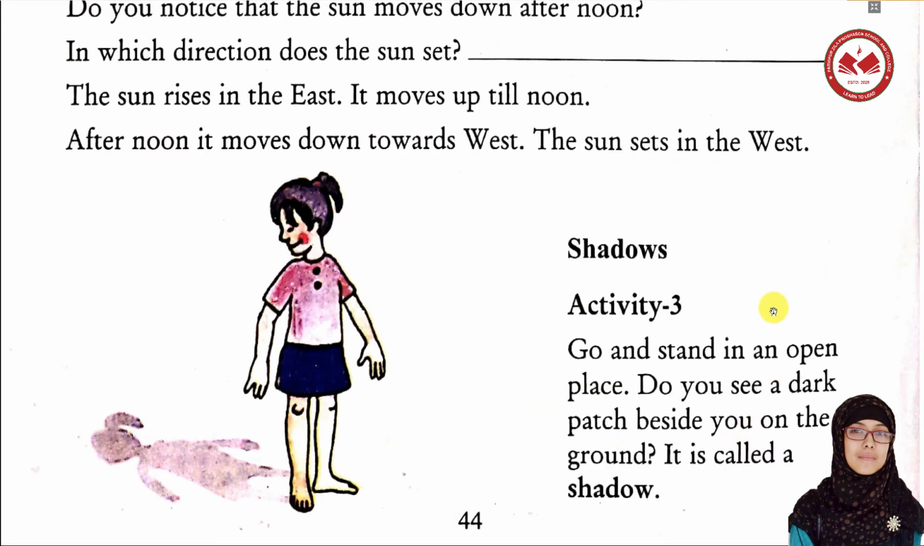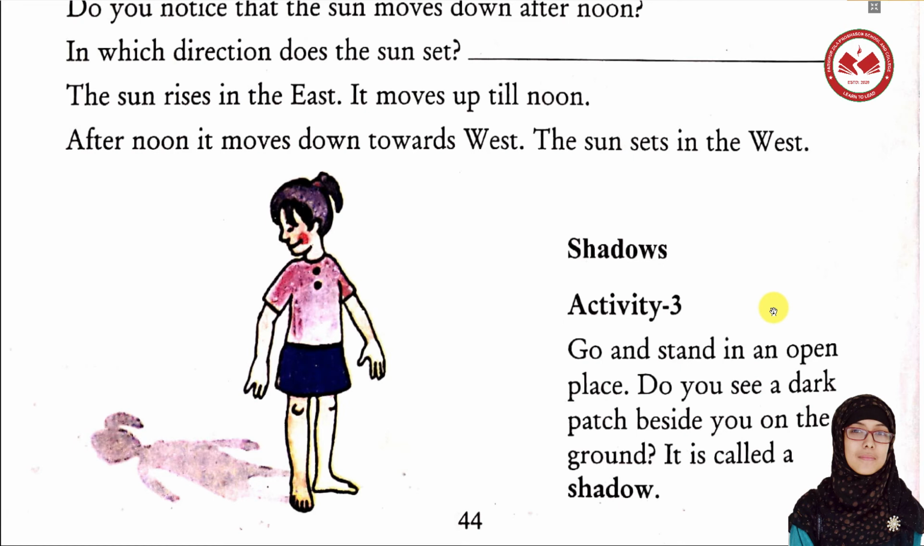Activity number 3, and now we are going to discuss about shadows. Do you know what shadow is? Exactly, shadow is the form or our reflection. When we stand in front of a light, we can look behind and you'll see a dark patch behind you, right? That's called a shadow. So activity number 3, it is about shadows. Do you know what shadow is?